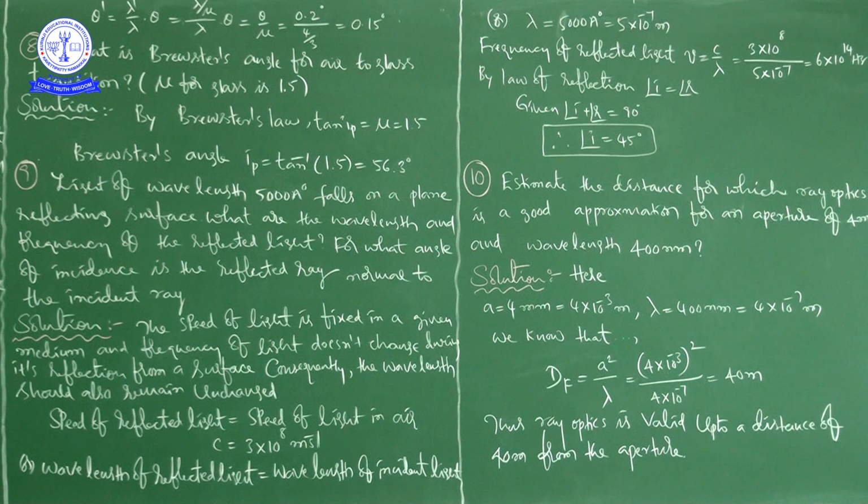In the last problem, we saw the validity of ray optics. You know very well the validity of ray optics depends on the aperture and wavelength. For these two values, the validity of ray optics is up to a distance of 40 meters.